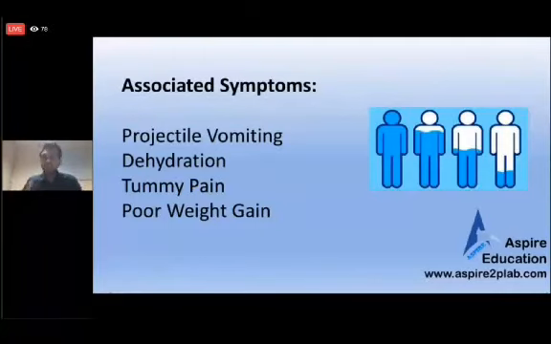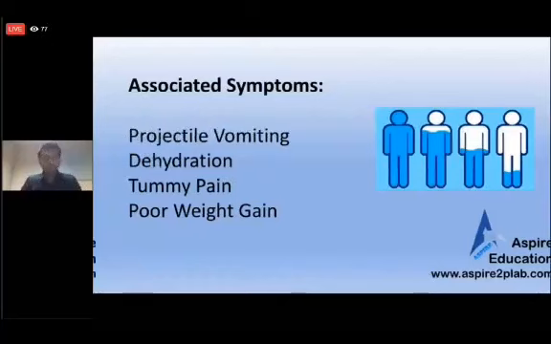And this is the age when the child starts growing, and as there is stenosis and there is vomiting, the child vomits whatever the child feeds, so that is why there will be poor weight gain.